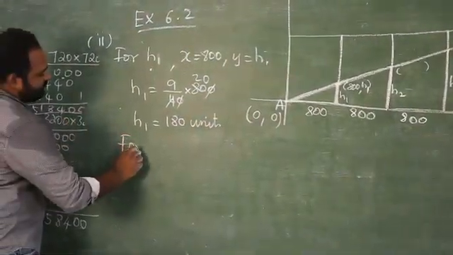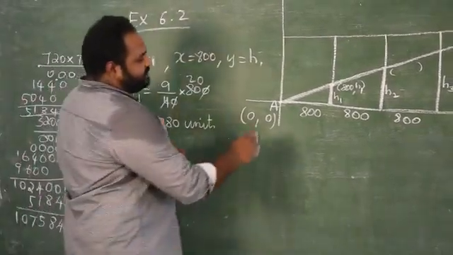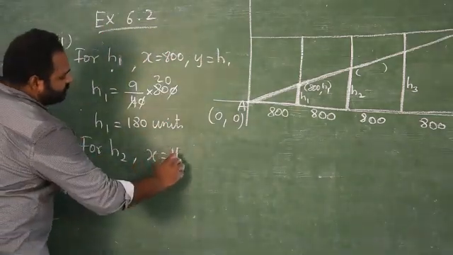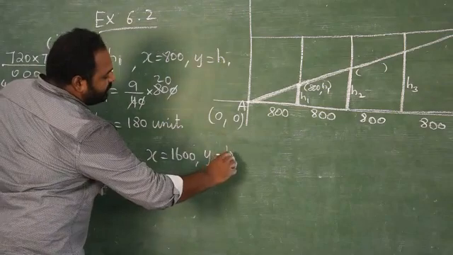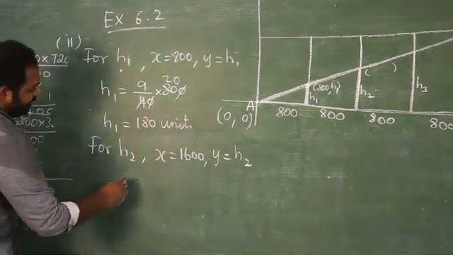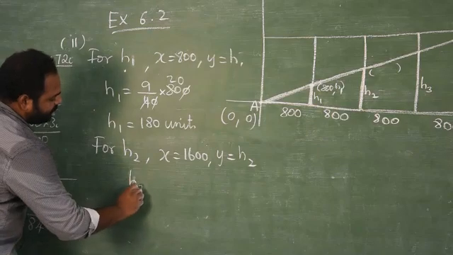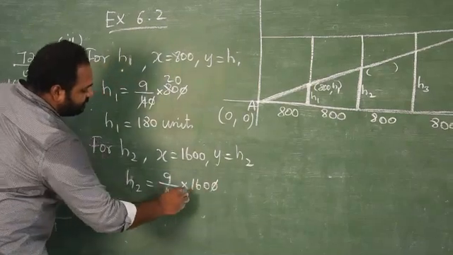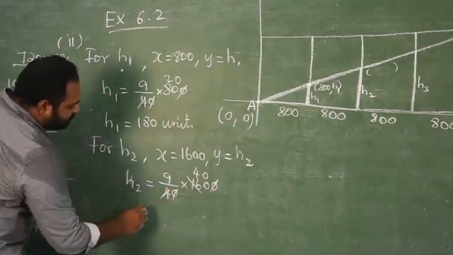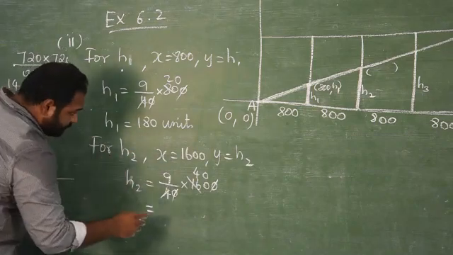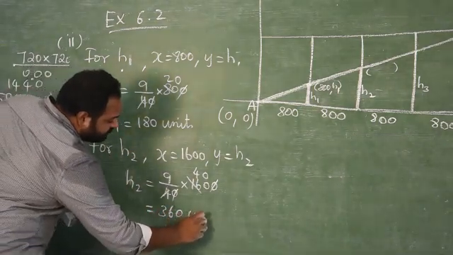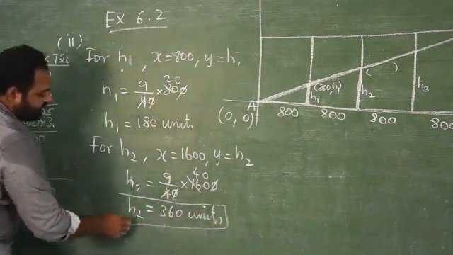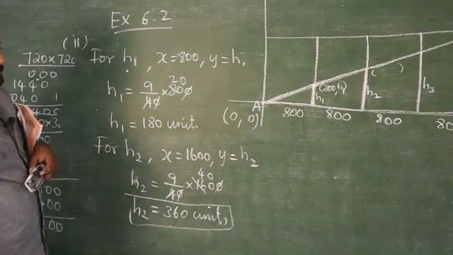For the second height, h2, what is the x value supposed to be? The total length is 800 plus 800, so x is 1600. Y is supposed to be h2. So apply it once again in the equation. Instead of y, h2 equal to 9 by 40 into 1600. If I cancel, 4 times, so it is 9 into 40, 360 units. So the second height of the changing direction is 360.